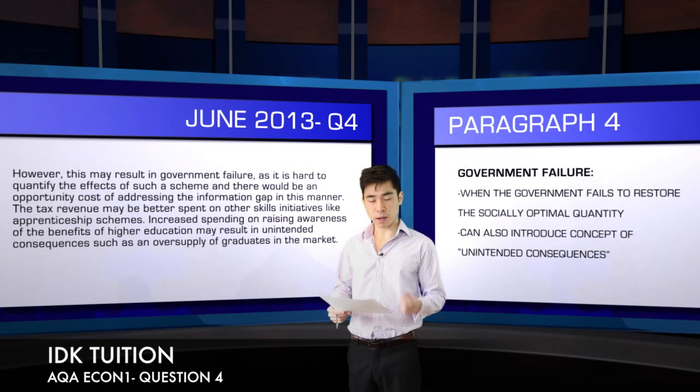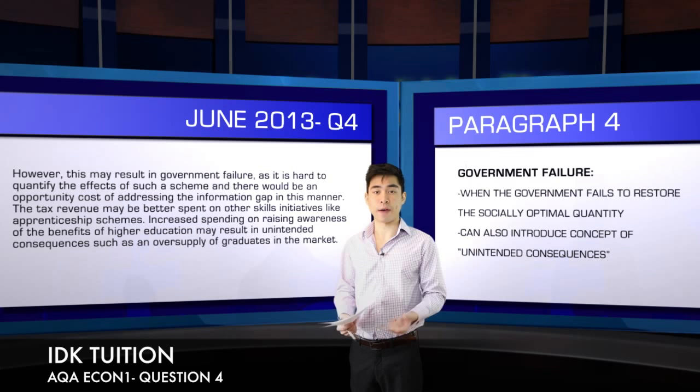So remember, government failure is one of those points you can use as an evaluation point for any form of government intervention, but I think in paragraph three, when you're talking specifically about taxes and subsidies and you're drawing your tax and subsidy diagram, it makes more sense to talk about elasticities as an evaluation point in that paragraph rather than in paragraph four.